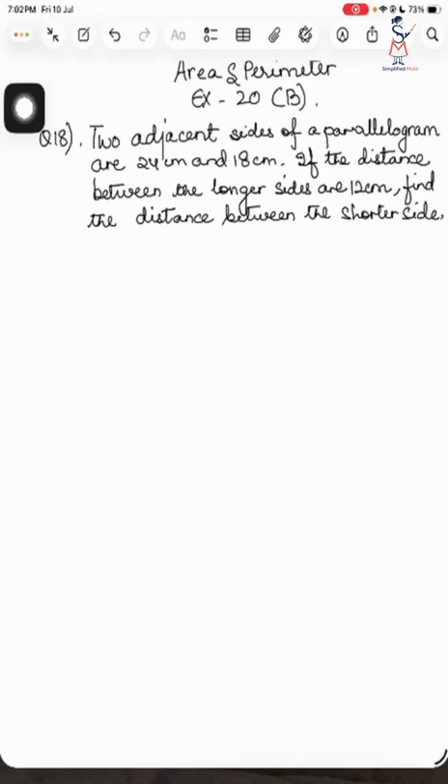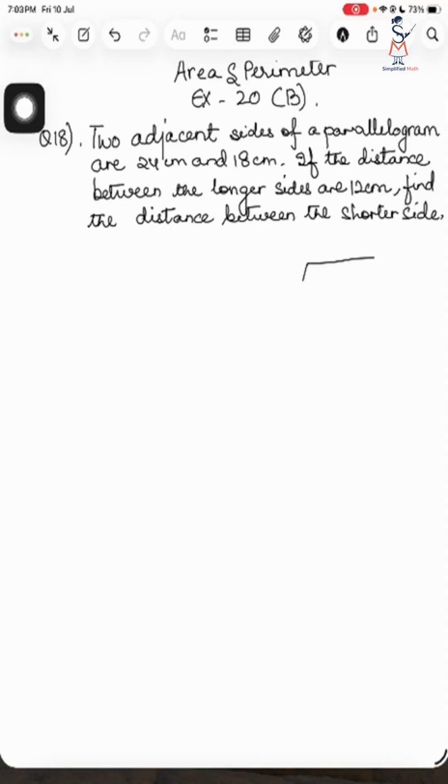Hi, we are doing area and perimeter exercise 20B, question number 18. Two adjacent sides of a parallelogram are 24 centimeter and 18 centimeter. And if the distance between the longer sides is 12 centimeter, find the distance between the shorter sides.